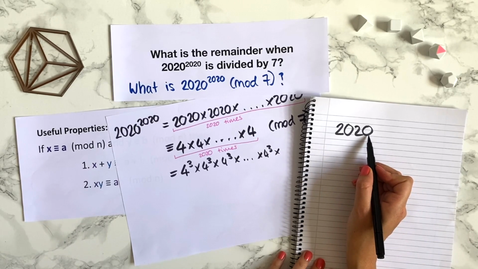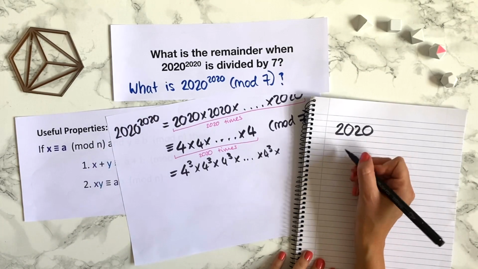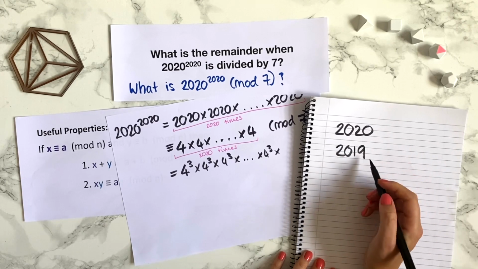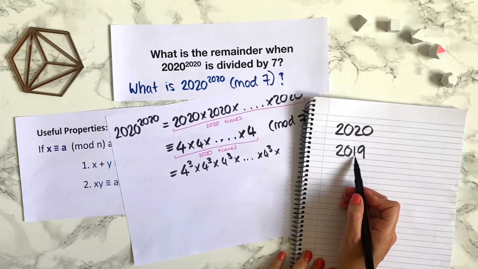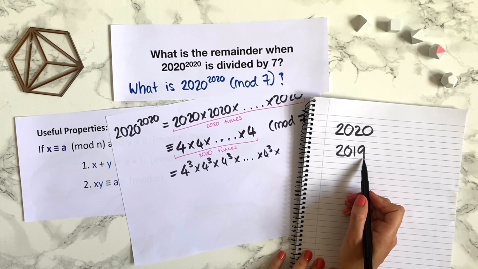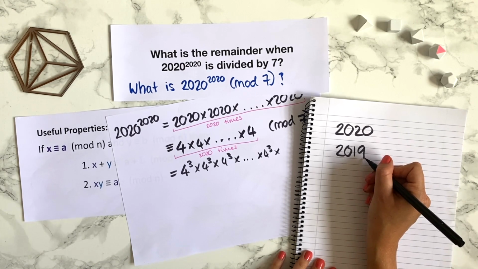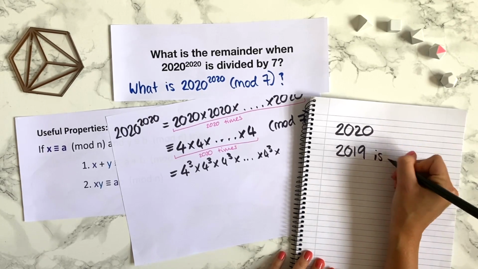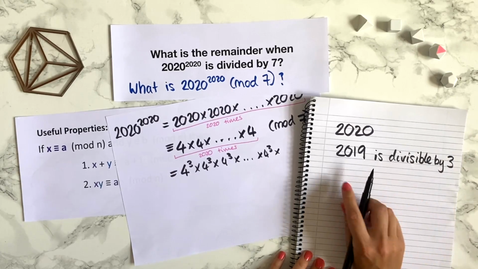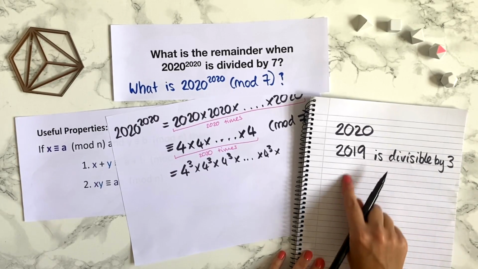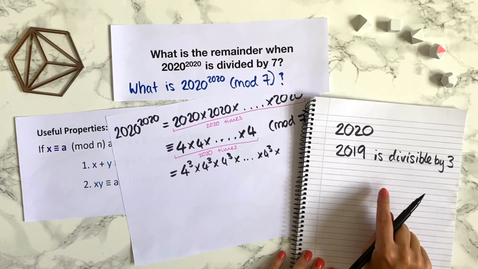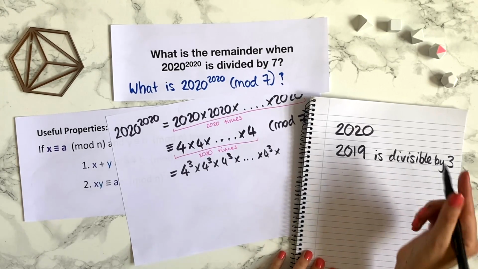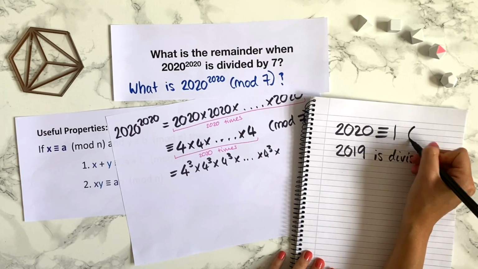So 2,020 is not divisible by 3. However, 2,019 is, because if I add up the digits of 2,019, 2 plus 1 plus 9 is 12. 12 is divisible by 3. So by the theorem that we proved in the last video, we know that 2019 is divisible by 3. So that means 2019 would appear at the top of a 3-hour clock, and so 2020 would be at 1 o'clock. So that means 2020 is congruent to 1 mod 3.